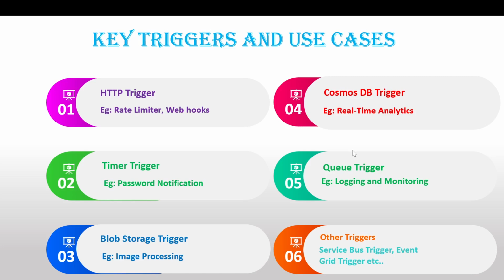Next is queue trigger. Whenever you send any message to the queue, this trigger will be fired. An example use case could be logging and monitoring purposes. Other triggers are like Service Bus triggers, Event Grid triggers, etc. We can use them depending on the use case.